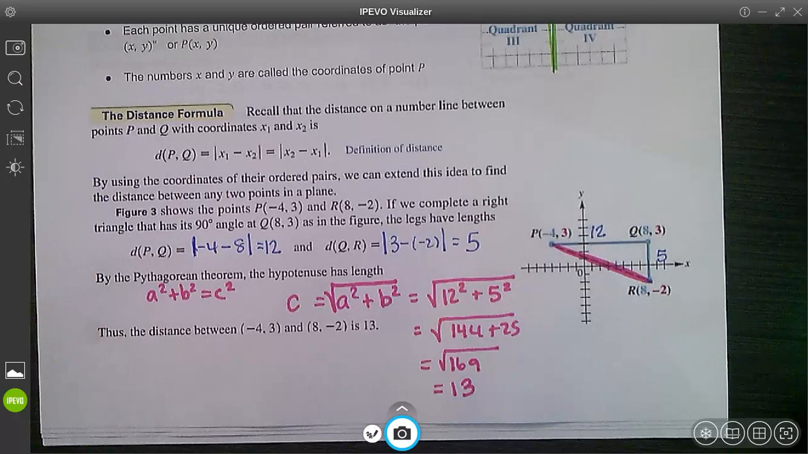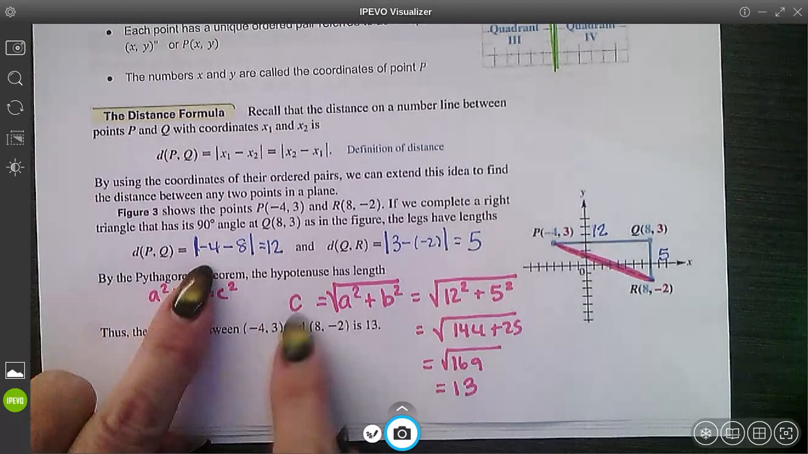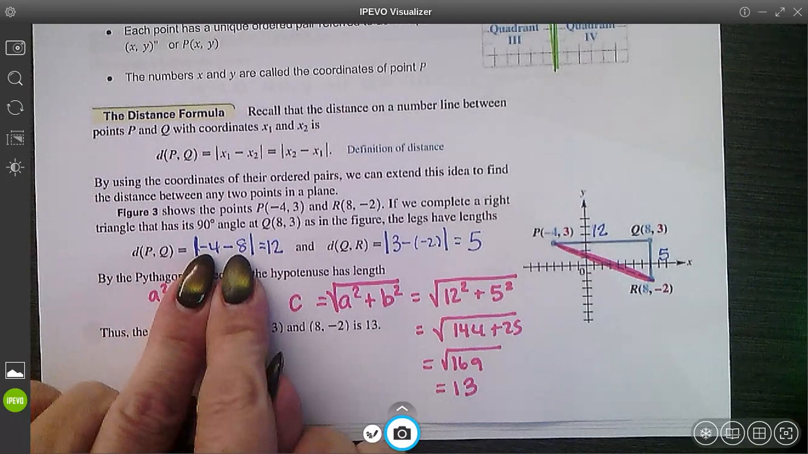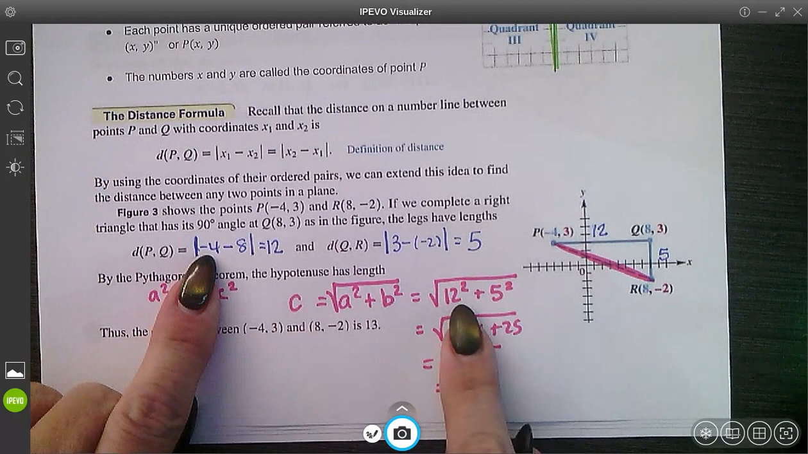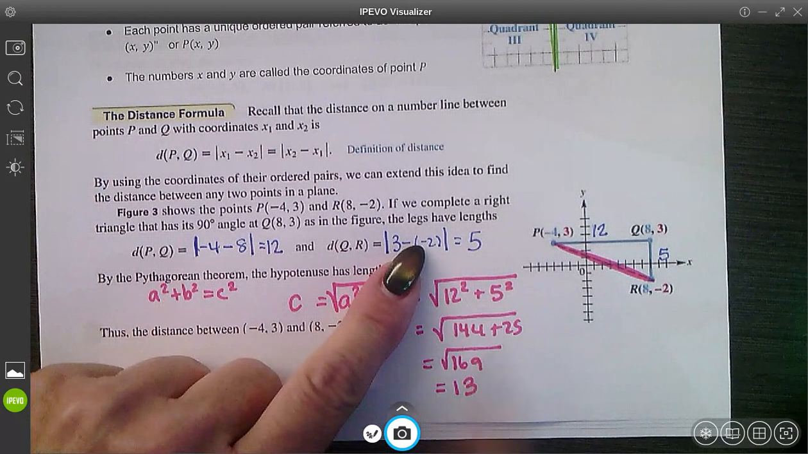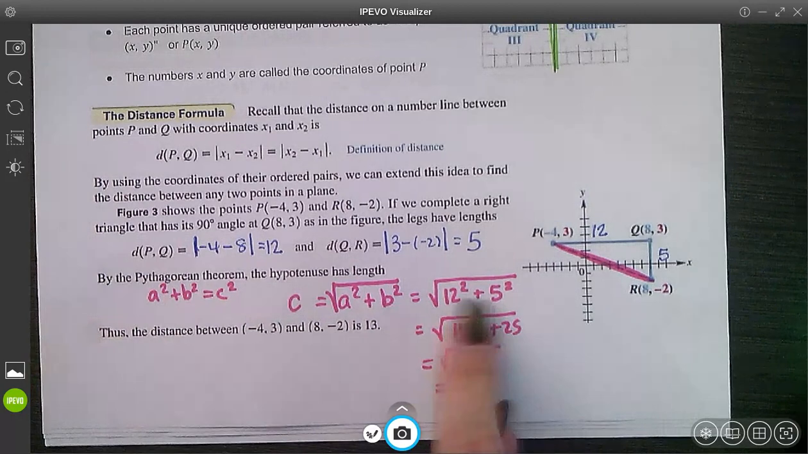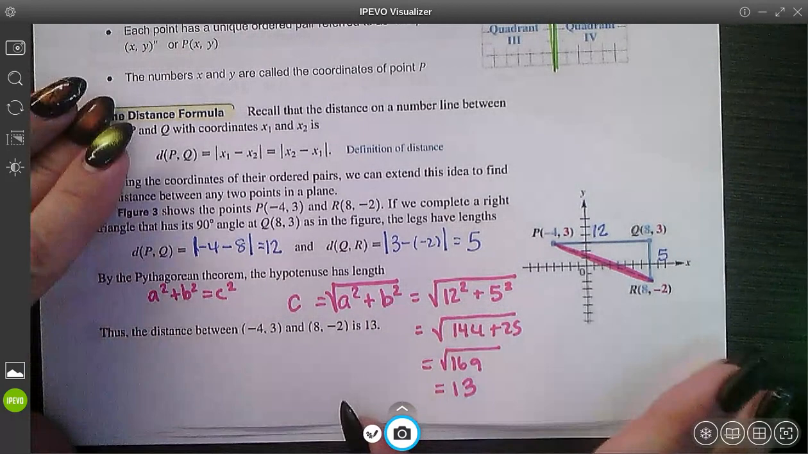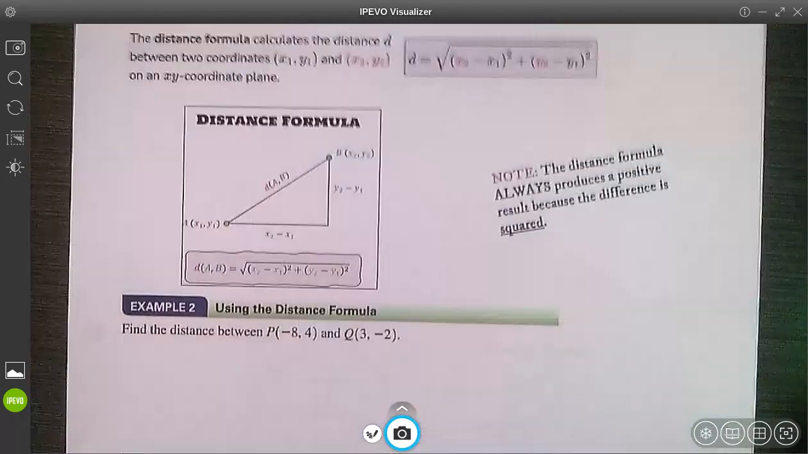Because I don't want to do all of this extra work every single time, we're going to use the distance formula. But keep in mind, basically what we did was we subtracted our x values, and then we squared that value. We subtracted our y values, and then we squared that value, added them together, and took the square root. That's essentially what the distance formula does.